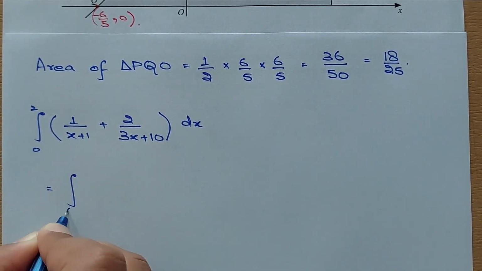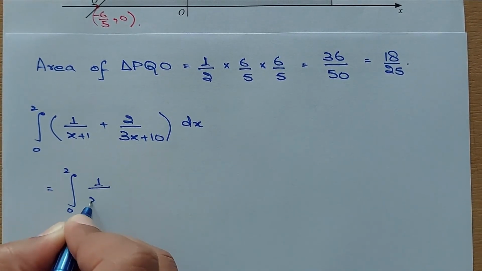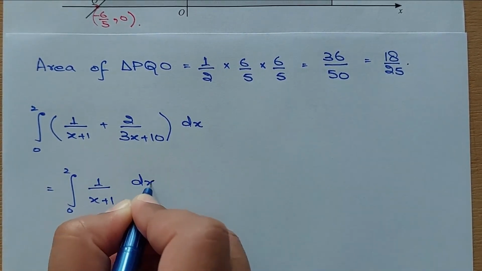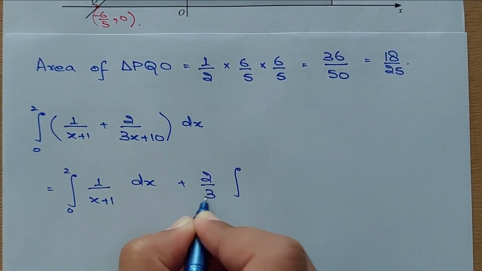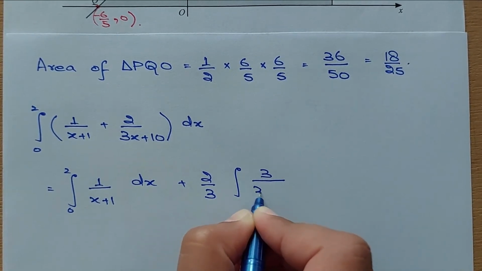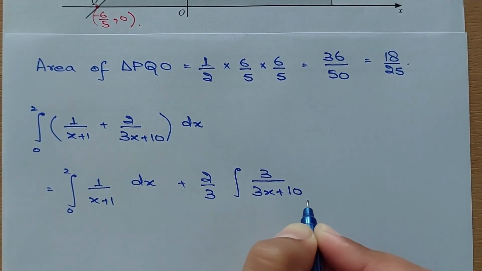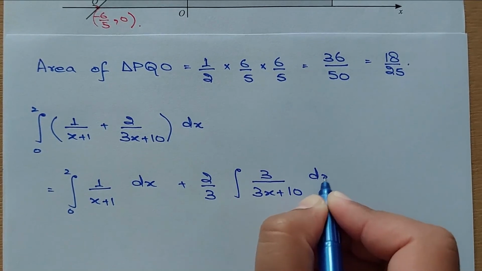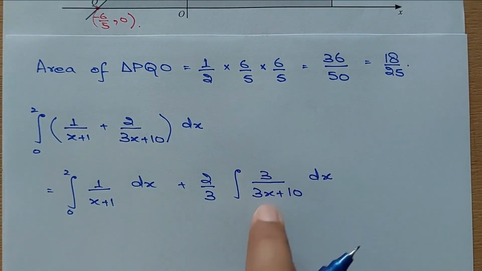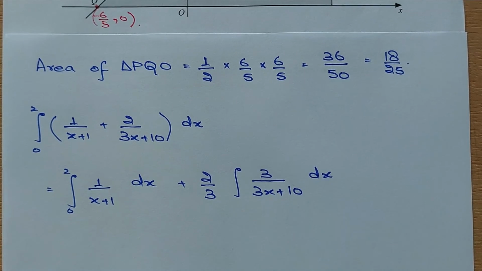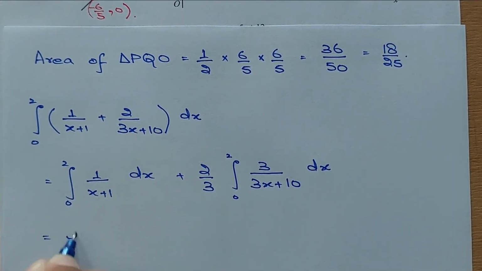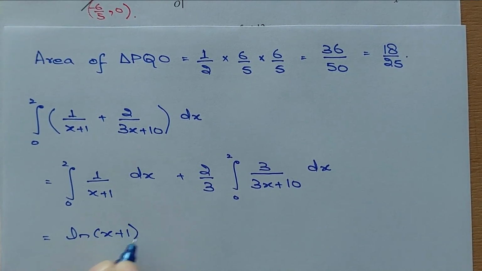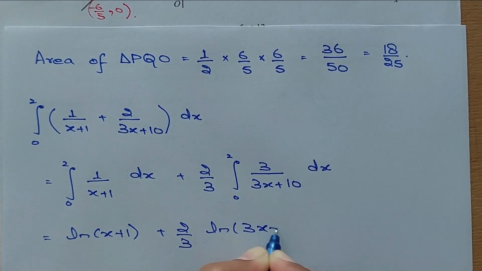So I want to split it into two integrals. Integration from 0 to 2 of 1 over x plus 1 dx. The 2 is outside. Integration: we are dividing by 3 and multiplying by 3 in this step, because the integration of 1 over x is natural log of x when the derivative of x is completed in the numerator. So its derivative is 3 and it is completed now. So here 0 to 2, sorry. Okay, now we have natural log of x plus 1 plus 2 by 3 natural log of 3x plus 10.